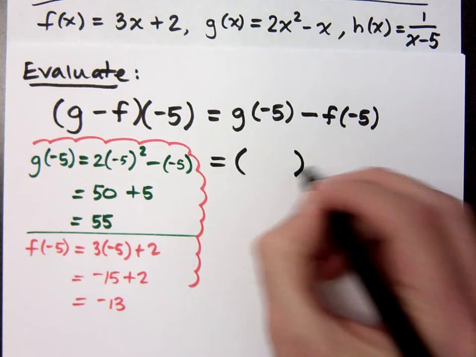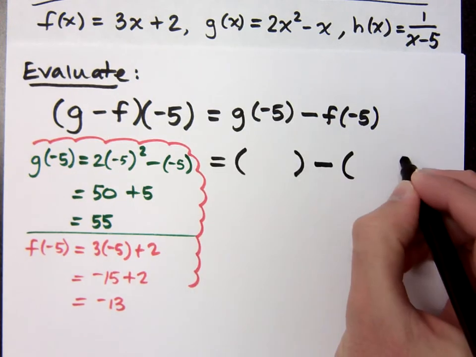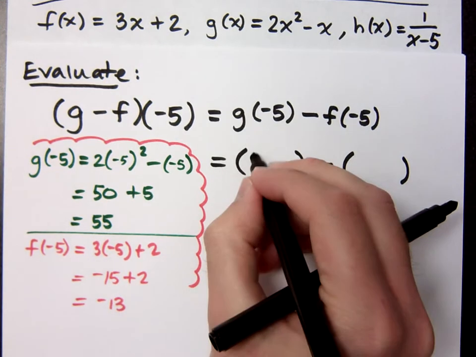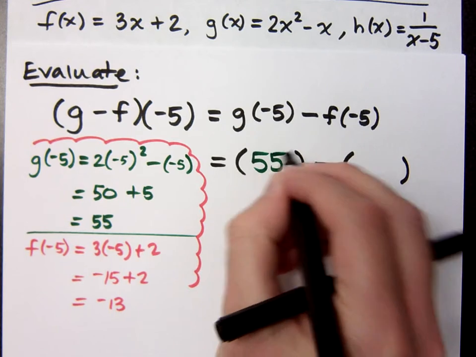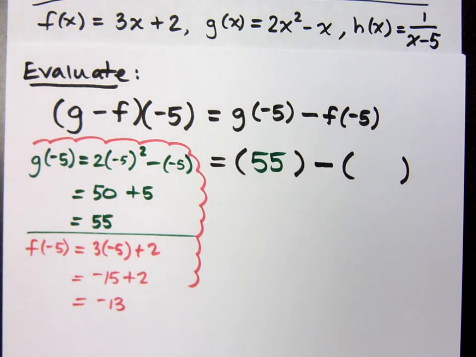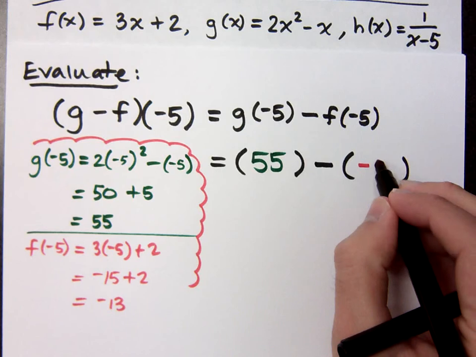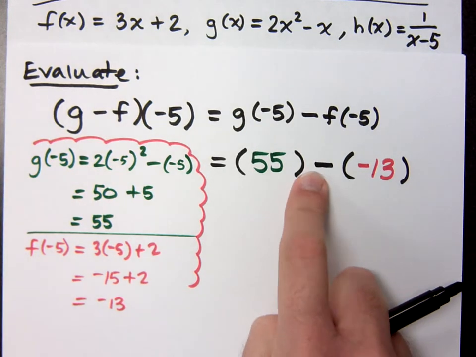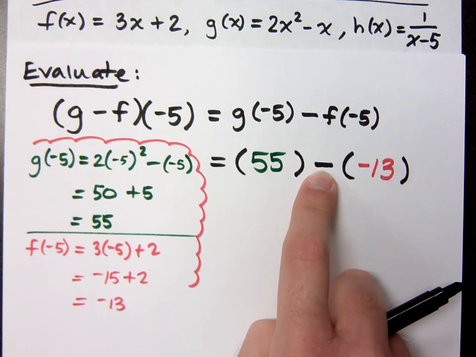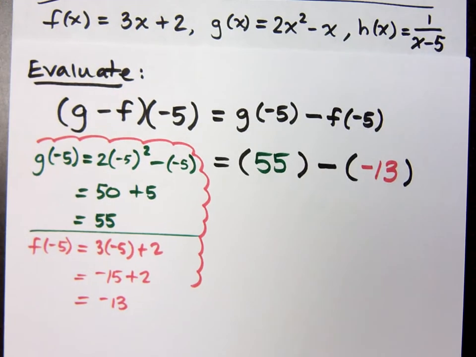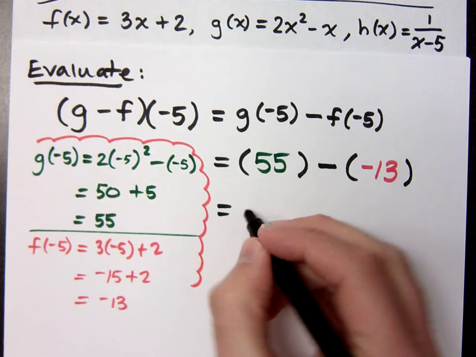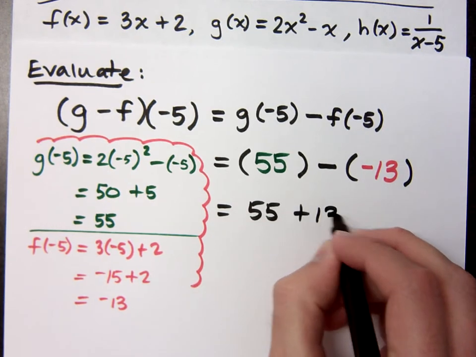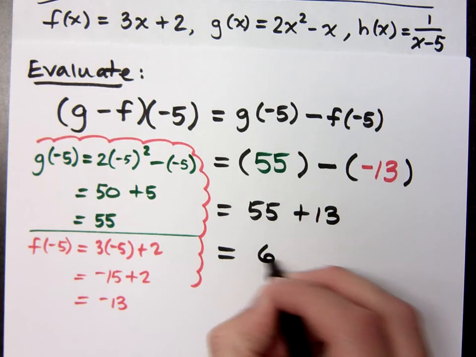G of negative 5 minus f of negative 5. What's g of negative 5? 55. And what was f of negative 5? So notice that the minus here is because we were subtracting these functions. That's what it said. That's what I gave you. So when you work this out, that's 55. This becomes a plus 13. And we end up with a positive 68 when it's all said and done.